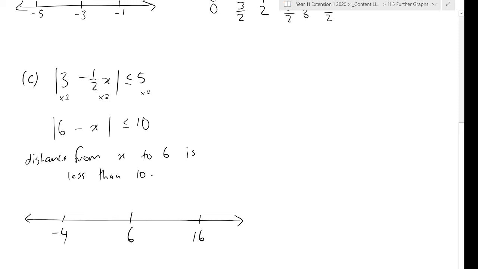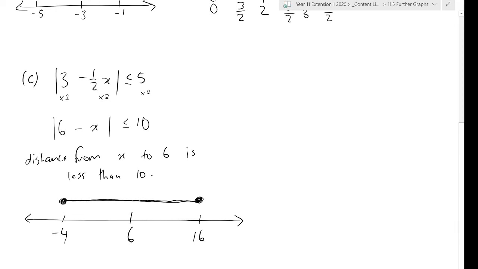So if I went out over here, if I pick 20, well, 20 is 14 units away from 6, so that's too many. So in fact, with this one, I'm including 16 and negative 4 because we've got the less than or equal to. But all the values that are less than are the ones that are in between.